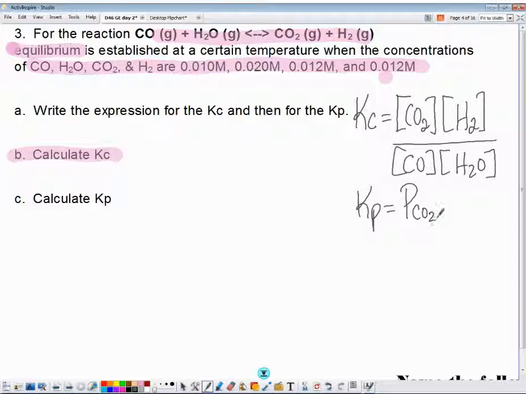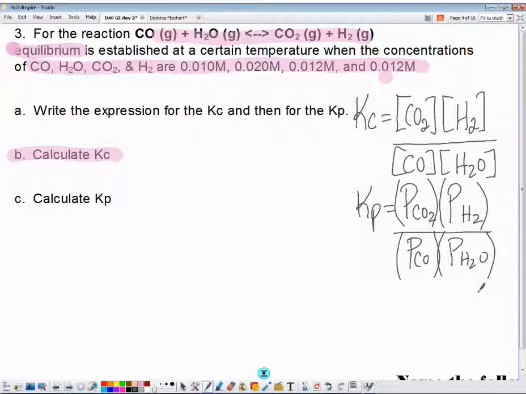Now, you don't have to use parentheses, so I'm going to do it the first time without parentheses. You can do it basically just like this and not have parentheses because they don't have any power, so they don't really have to have parentheses. If you are more comfortable, as I am, putting parentheses in, you can do that. Comfortable with Kp and Kc expressions?